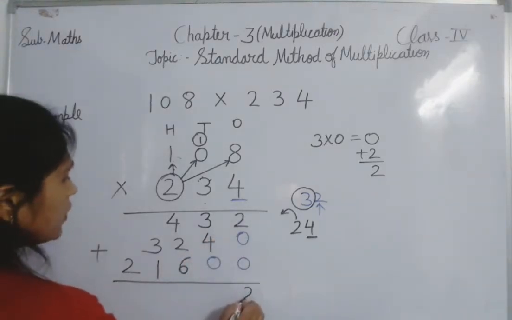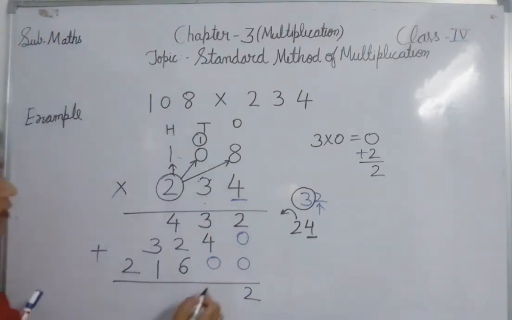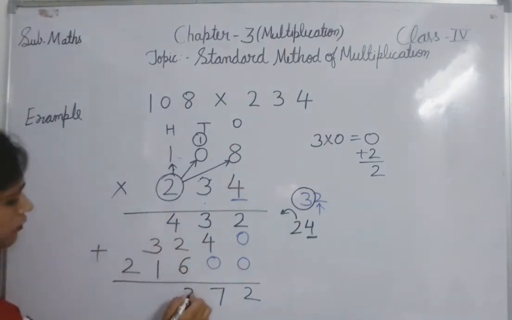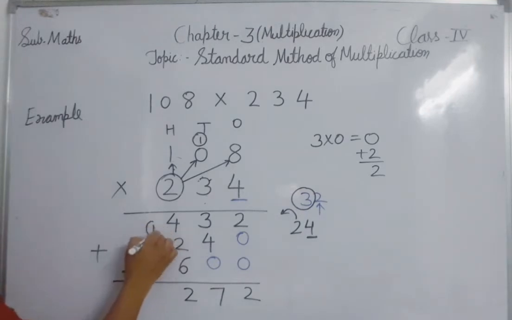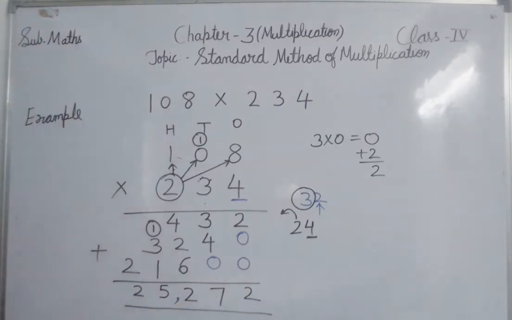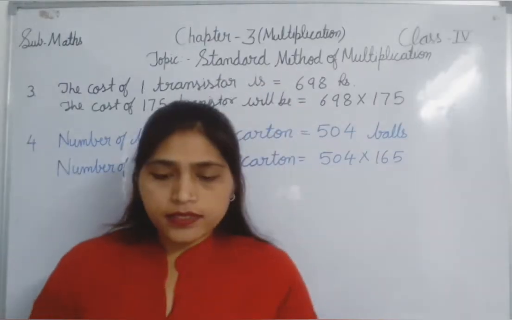2 will come here. 4 and 3, 7. 4 and 2 makes 6. 6 and 6 makes 12. 1 will go carry forward. 3 and 1, 4, and 1, 5. And 2 will come as it is. So 25,272 is the answer. So now let's see the word problem.